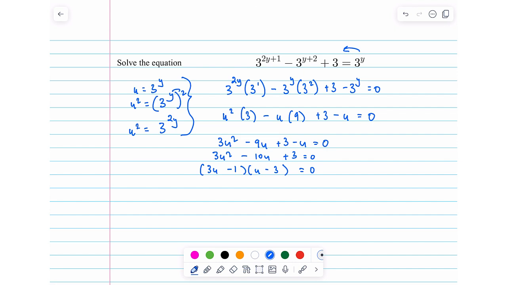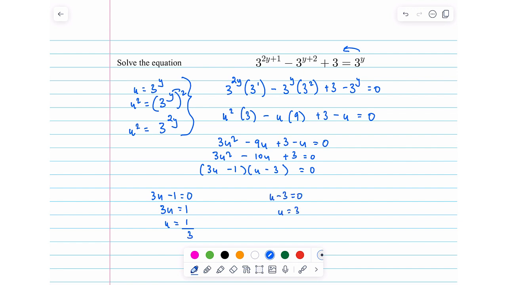Using the null factor law, setting the first bracket to 0. If we made that bracket 0, it would make the whole thing 0, which is what we want. Add the 1 to both sides, so 3u equals 1. Divide both sides by 3, u equals 1/3. Second solution, set the second bracket to 0, u equals 3.